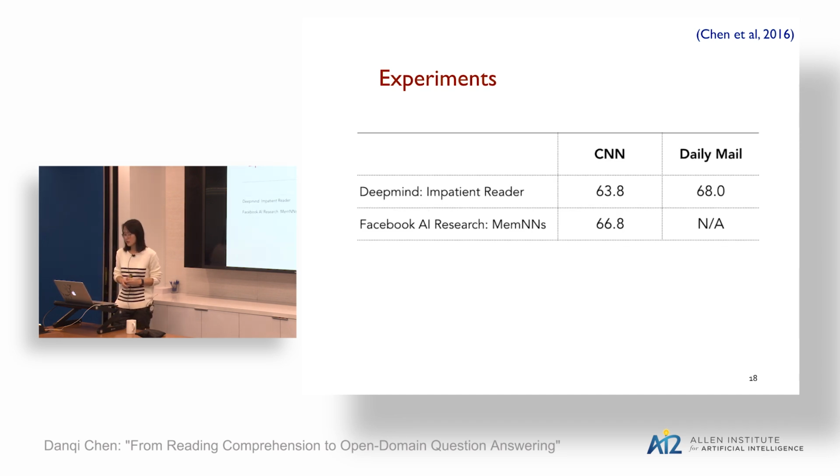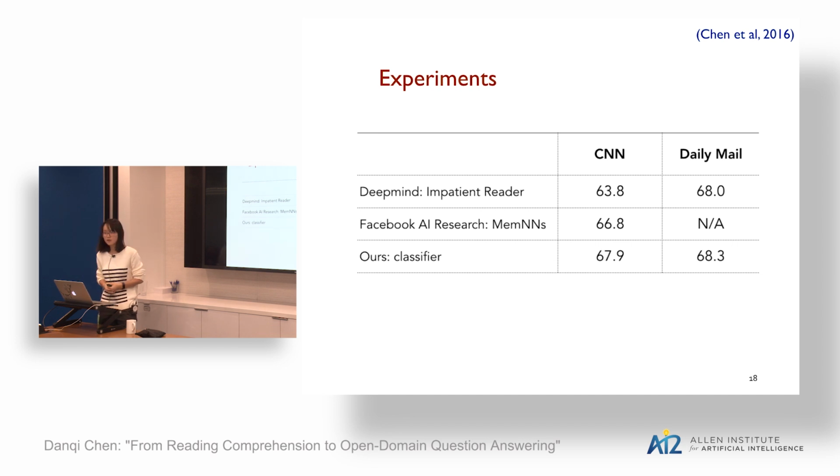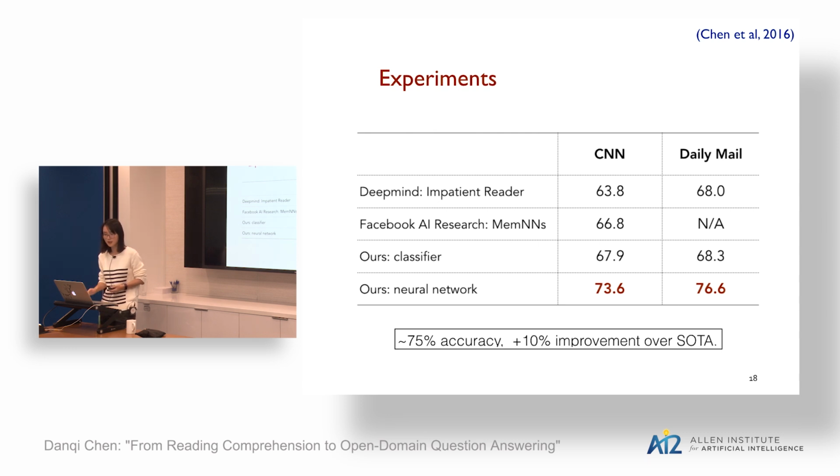When we wrote this paper and designed these two models, we had two baselines from DeepMind and Facebook Research, and they can get around 60 on the CNN and Daily Mail datasets. We first found that our linear classifier was actually not that bad. It can achieve 67 or 68 on these two datasets. It basically can match the state of the art at that point. Furthermore, we found that the neural network model can perform much better, about 75% accuracy on these two datasets. That's roughly a 10% improvement over the state of the art.